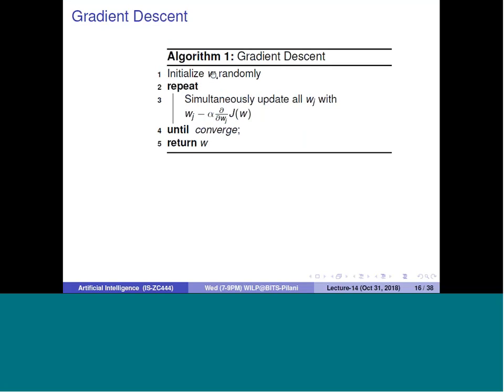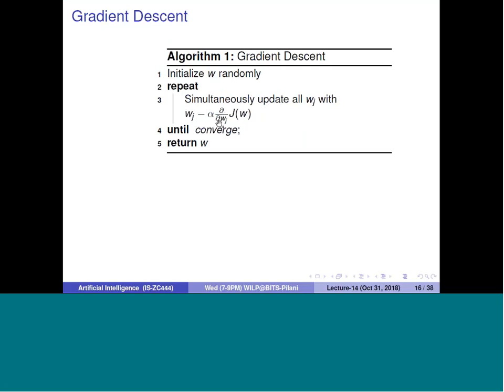So I say that randomly you start, you pick some value of the W. Okay, randomly pick, and then with every training example, with every block of the training example, you update the weights, means you change the weights such that the JW decreases. So how to find out how the JW should decrease? So you see what is the gradient of JW.